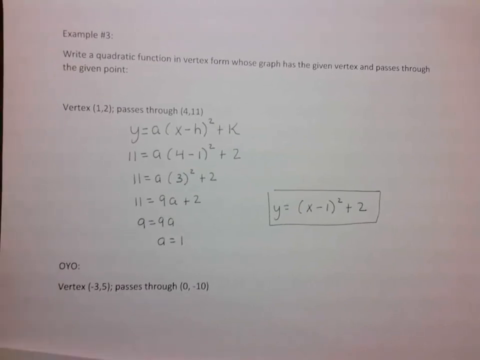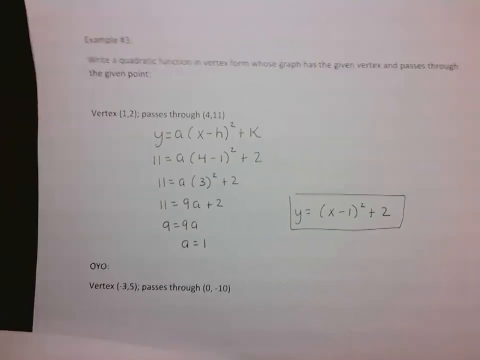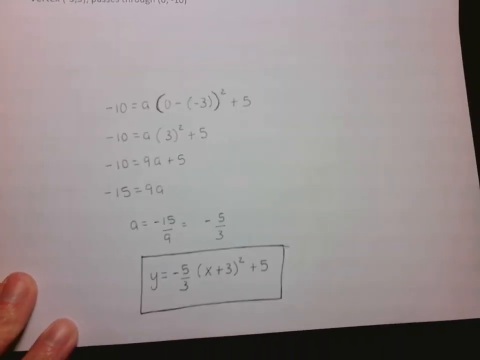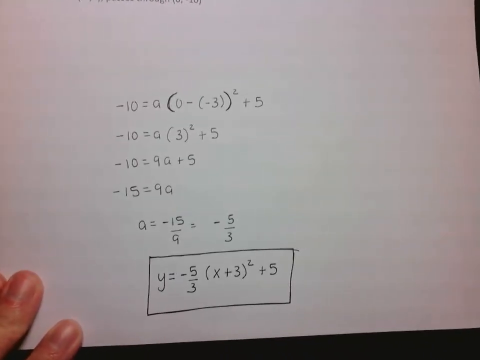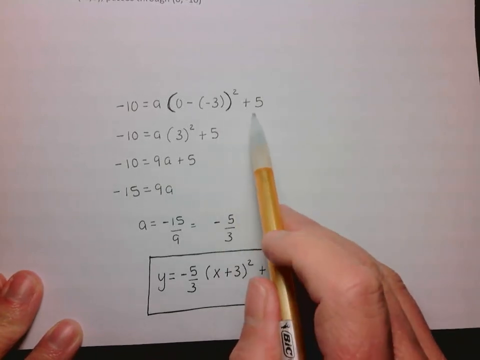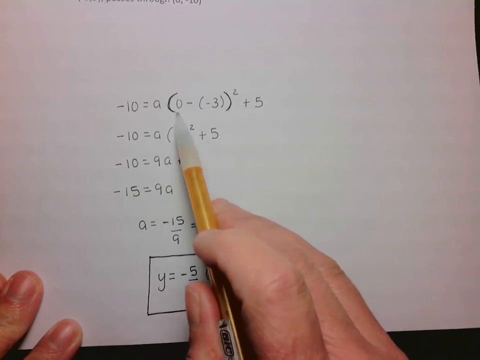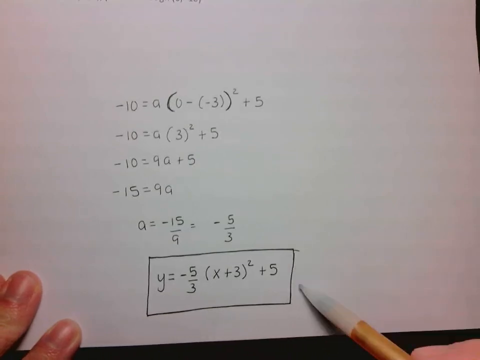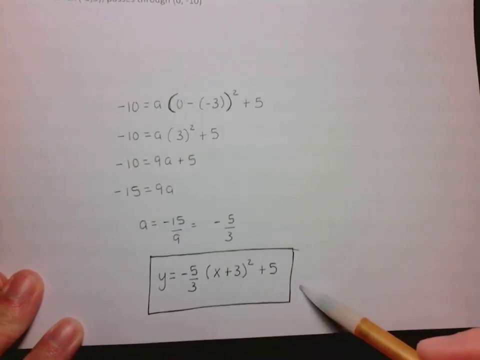So now go ahead and hit pause and work out this one on your own. And here's the answer. Again, I know my h, and I know my k, and I also have an xy coordinate point, (x, y). Then I just solve for a algebraically, and I can create my function in vertex form.